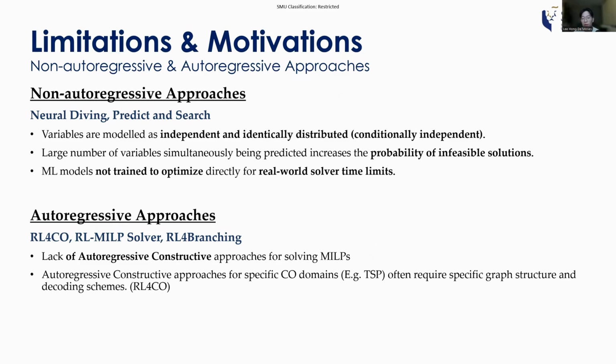Our motivations stem from existing limitations of previous work. For non-autoregressive approaches like neurodiving and predict and search, all variable assignments are predicted at once in a non-autoregressive manner. A major limitation of this is the assumption that variables are conditionally independent, which is usually not the case. Secondly, by predicting all variables at once, it increases the likelihood of producing infeasible variable assignments.